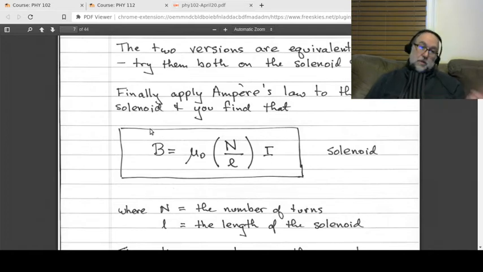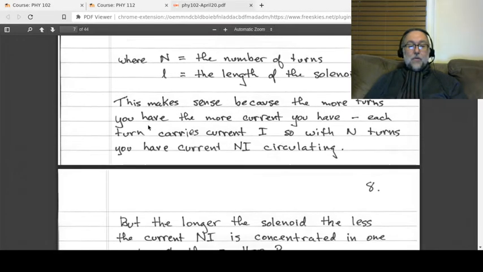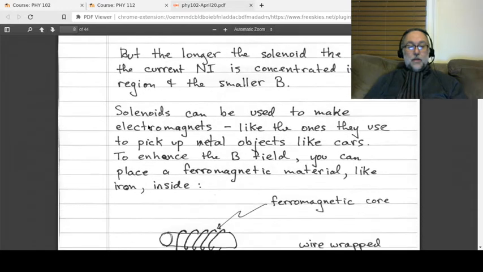The bigger your current, the bigger the magnetic field, and the more you've compacted it together into a short solenoid, the bigger the magnetic field. Okay, so great. And so now we can do a little problem.